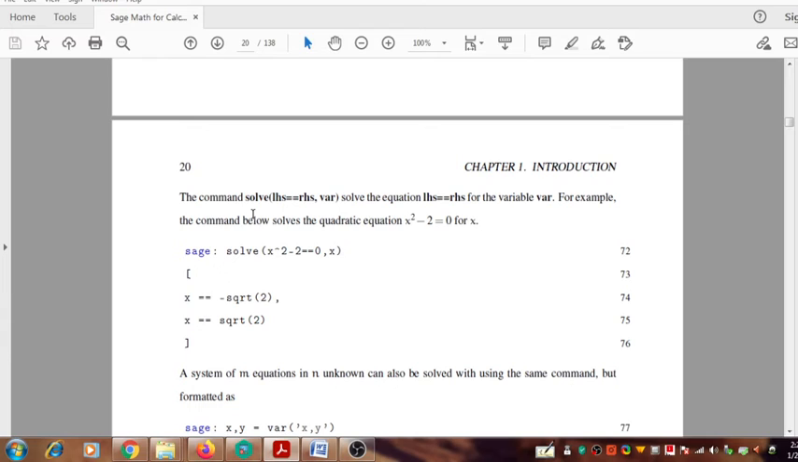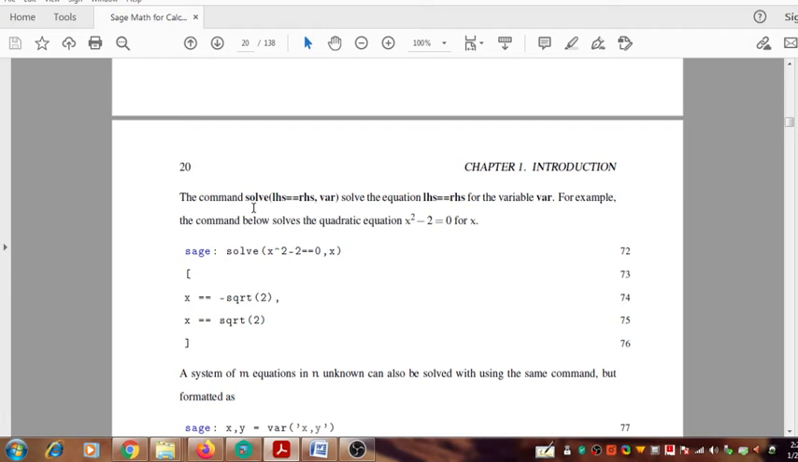And then you can see, by trying many examples, simple and more complex, how the command solve works. We are going to see it after this discussion. I will demonstrate that also. The command solve.